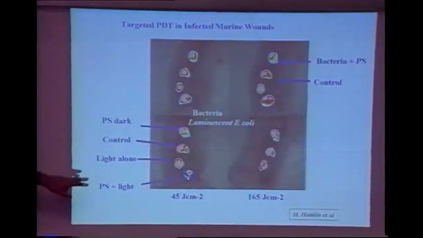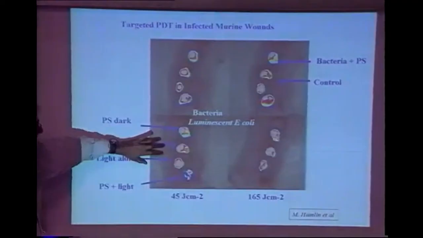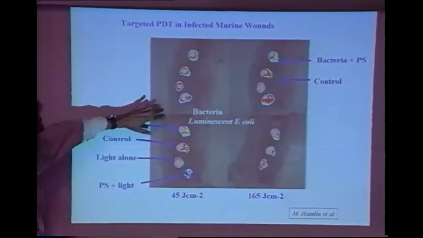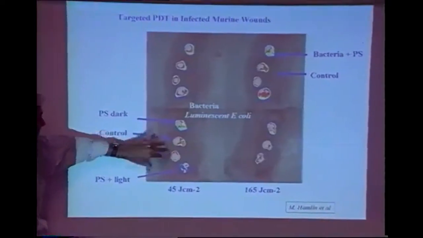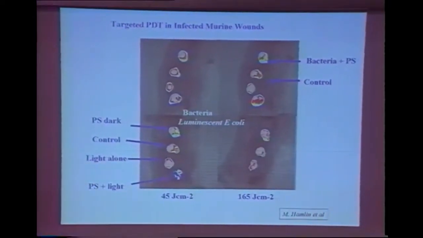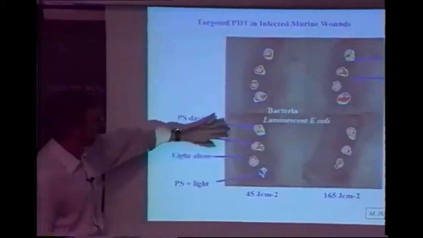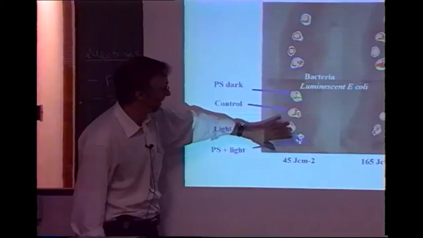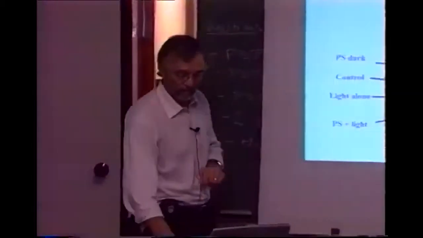This is an example of PDT for wound healing for infected wounds, where in order to demonstrate that this is effective, the bacteria have been transfected with luciferase, so they're bioluminescent. And then this is each of the wounds, and this is the wound that has been treated, and you see there's much less bacteria there.